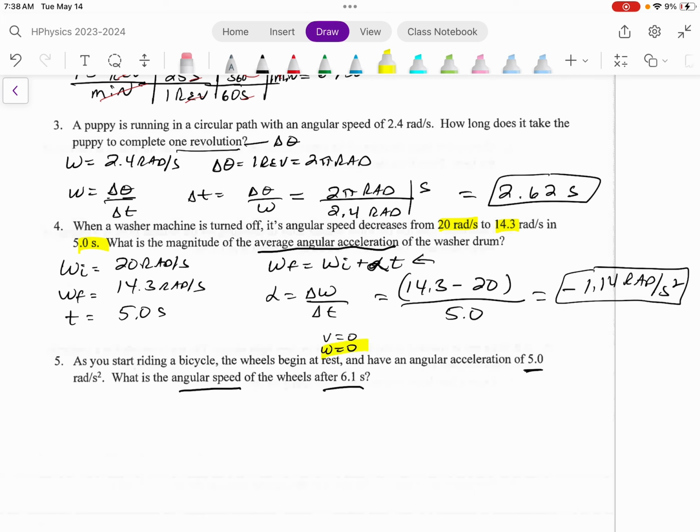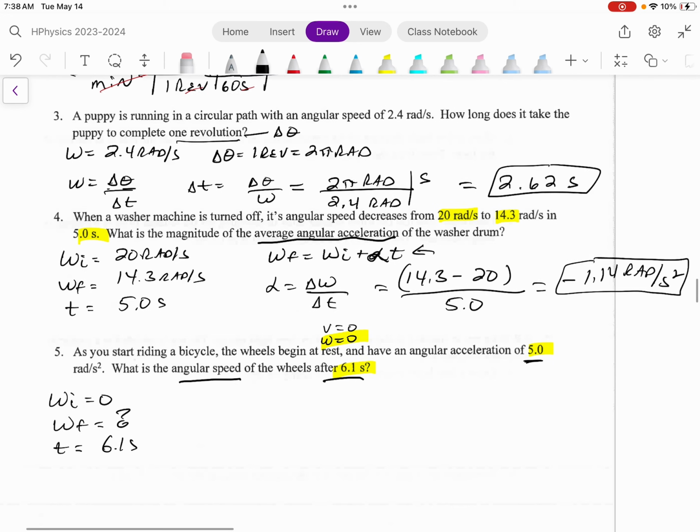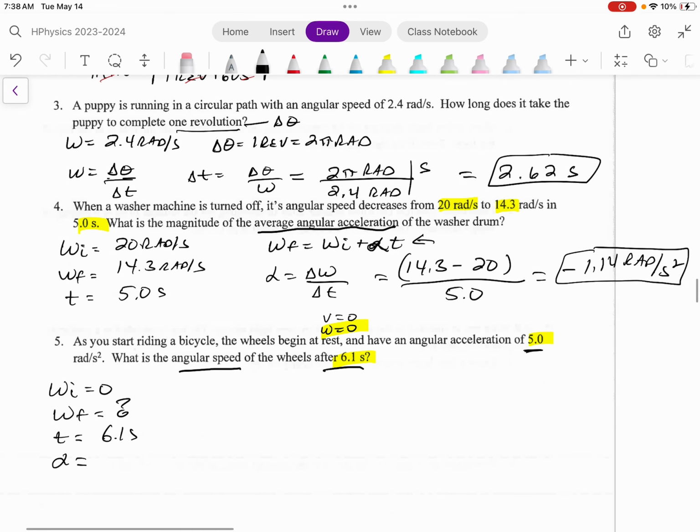I've got 1 variable, 2 variables, 3 variables, 5, 4, 3, 2, 1. So I know angular speed initially. I know angular speed final is what I'm looking for. I have time is 6.1 seconds, and I was given the angular acceleration as 5.0 radians per second squared.